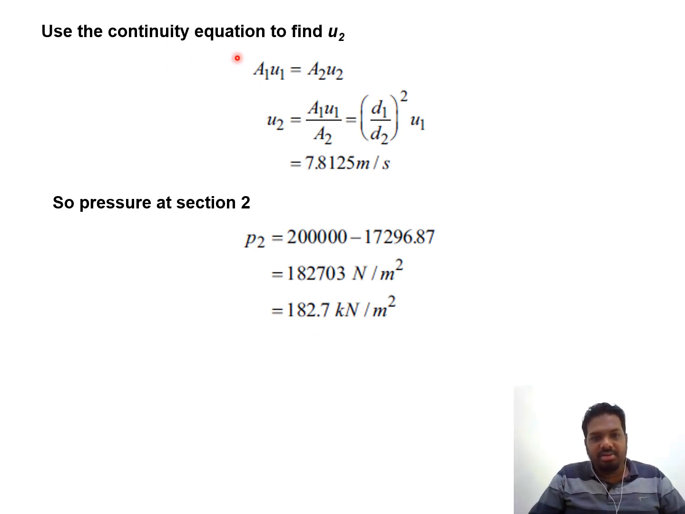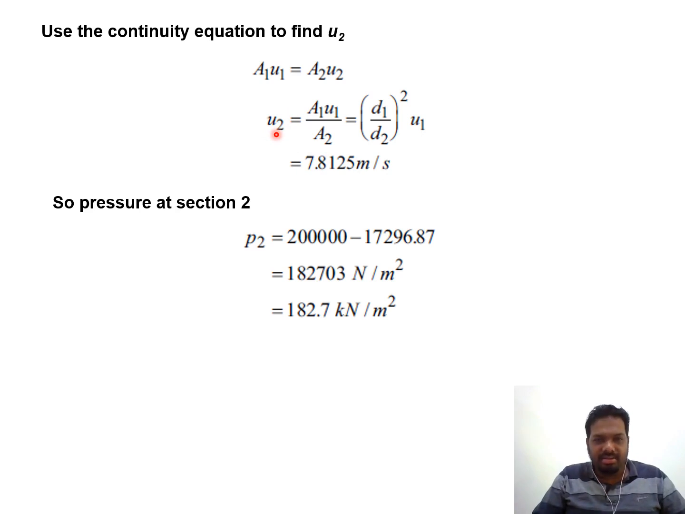For the continuity equation, you are using a1 u1 equals a2 u2. That is from the continuity equation we studied before this. You rearrange, and you can find u2 equals a1 u1 over a2. This is one of the equations to use the diameter: diameter 1 over diameter 2, squared, times u1. So you will get 7.8125 meters per second as your u2.